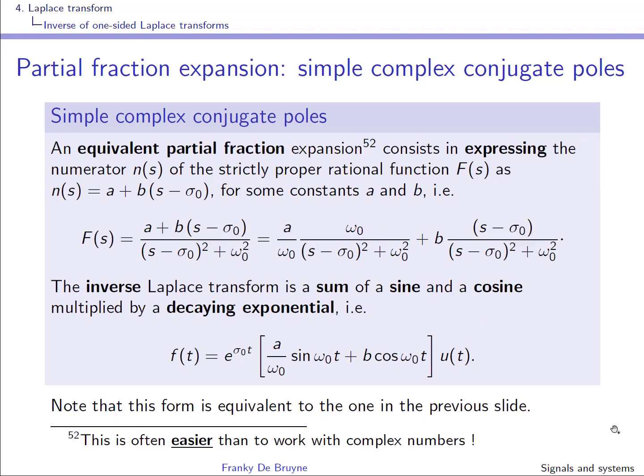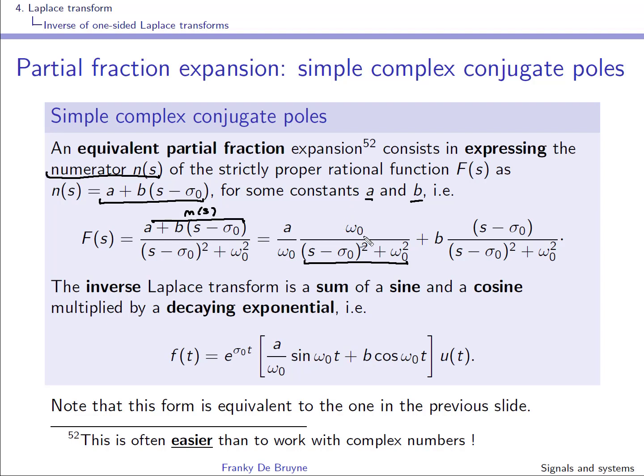Well, the easiest way, at least in my opinion, is to rewrite the numerator and express it as follows, with two constants A and B. So this will be N of s, and if you rewrite it like that, you can decompose it into the sum of two terms. Here you see that we have put an omega 0 over here, because now you recognize that this is the Laplace transform of a sine that is multiplied by an exponential, right?